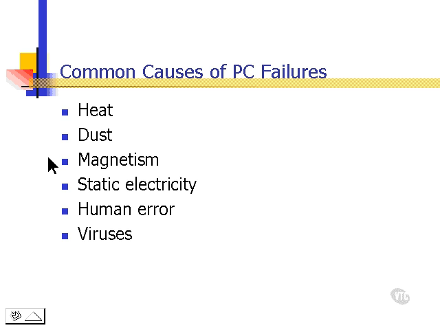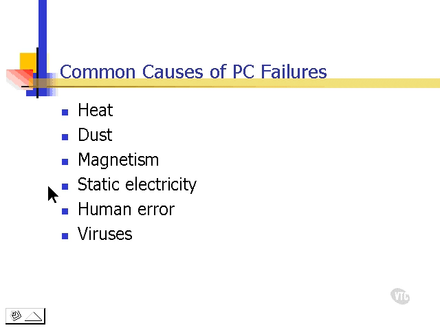Magnetism is another thing that can damage PCs and especially PC programs. If we put a PC close to a strong electrical source, like an industrial motor or a large public address speaker, we can damage programs. So we always need to be conscious of what is magnetic and how close our PCs are to strong magnetic sources.